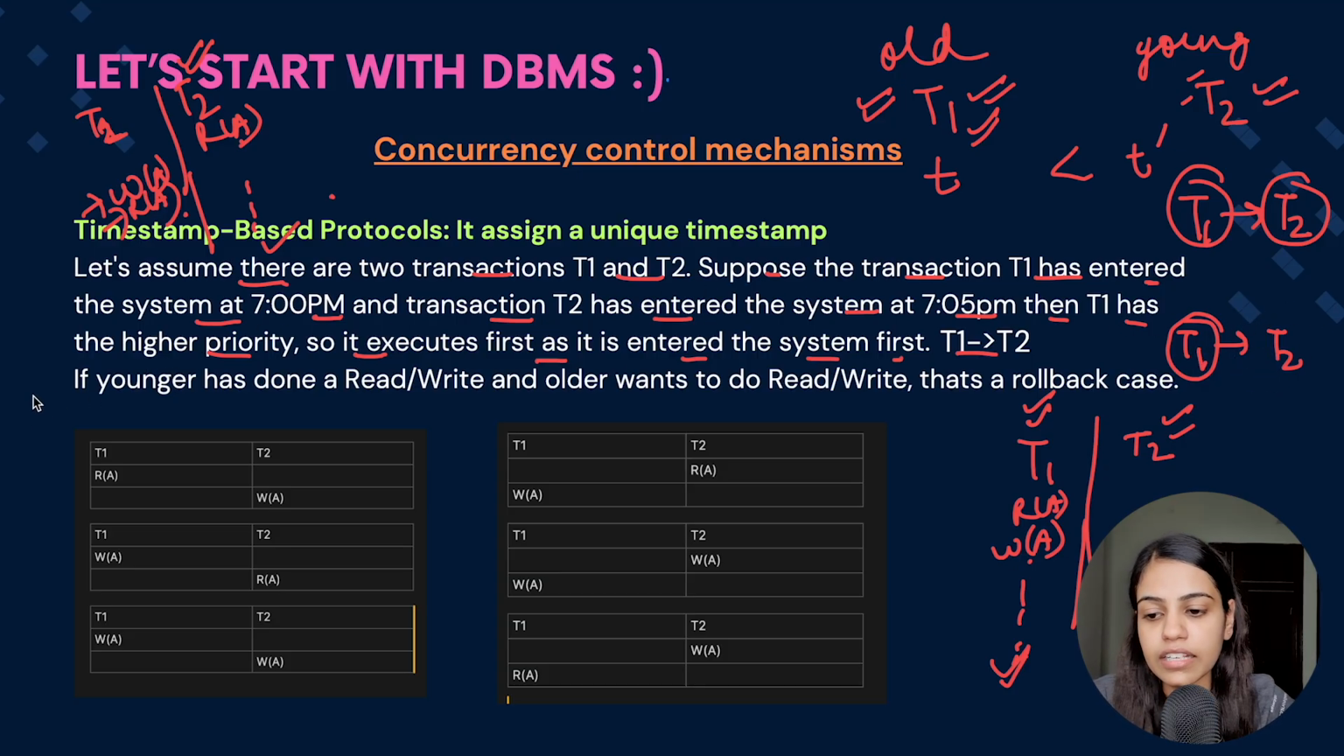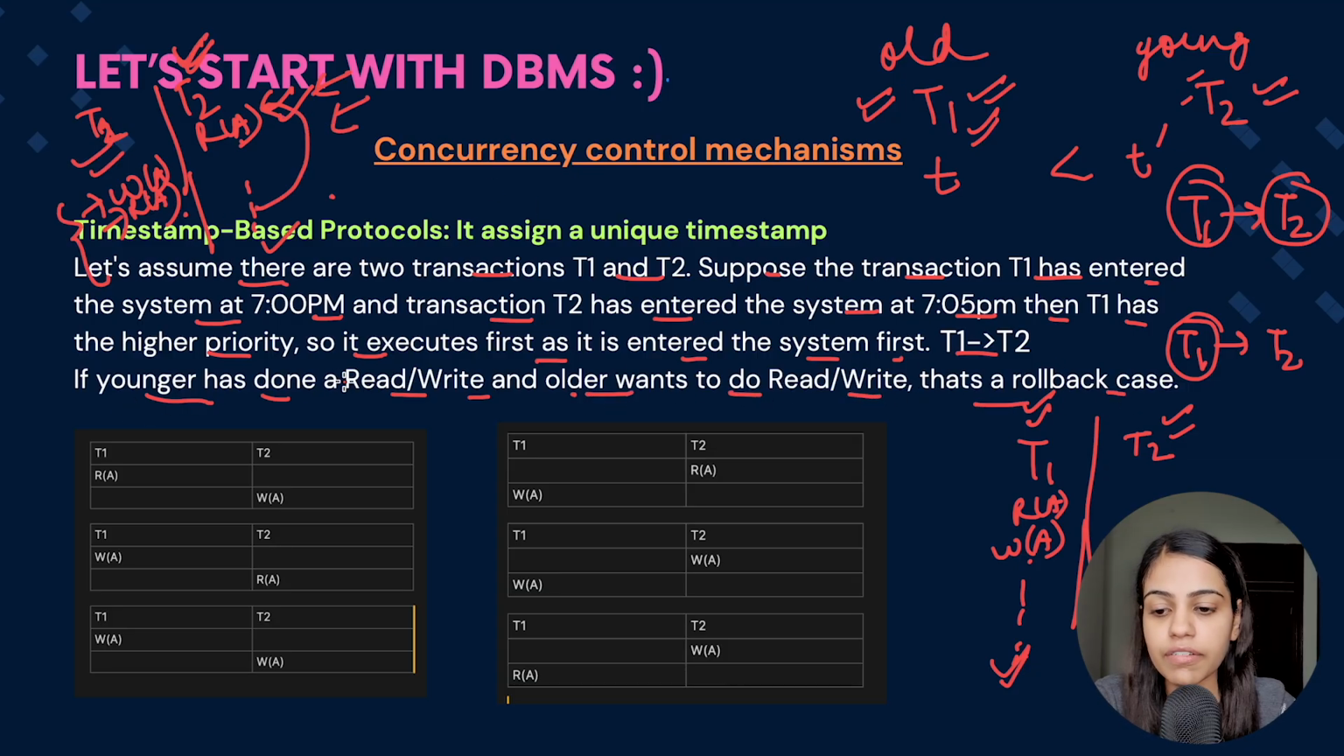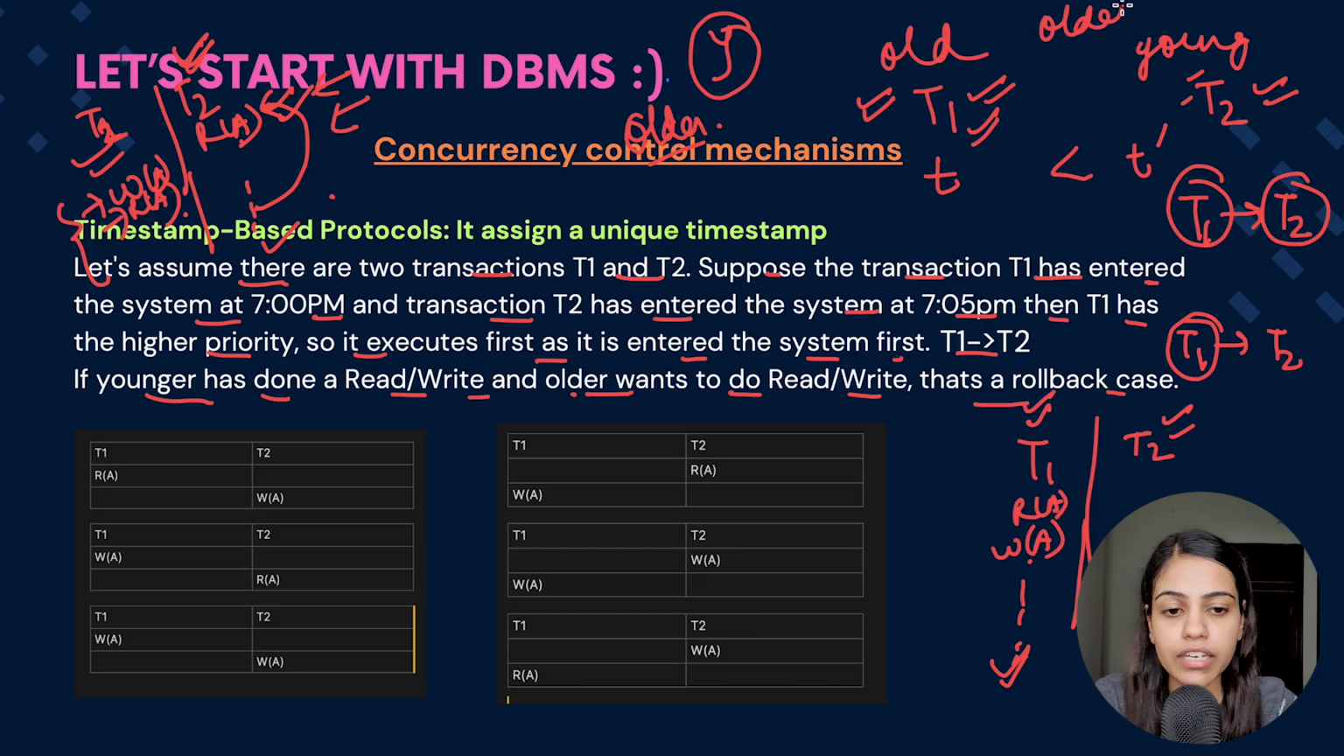How can we see whether any rollbacks would happen? If the younger one has done a read or write operation and the older one wants to do a read or write operation, then that is a rollback case. You can remember it this way: if the younger one is performing any operation and then the older one comes in and performs any operation, there should be a rollback. But if the older one is performing an operation and then the younger one comes, there is no rollback.